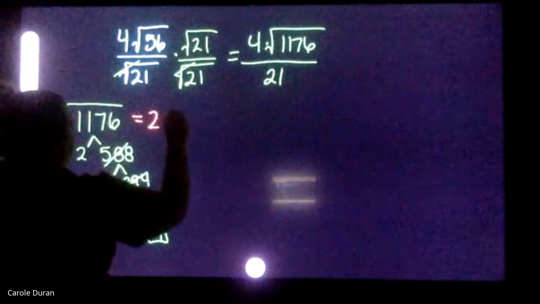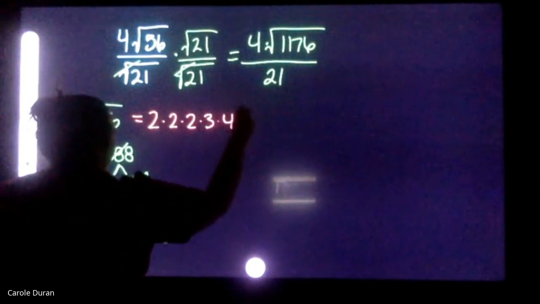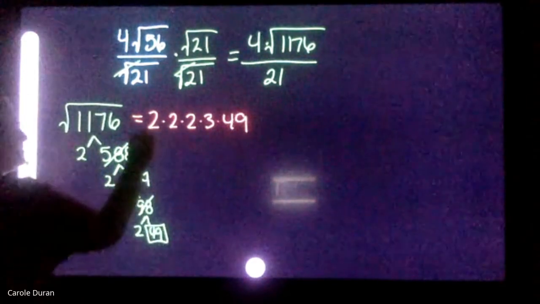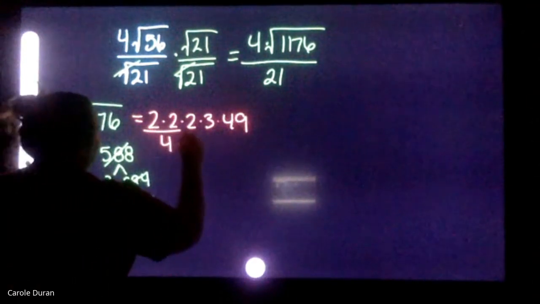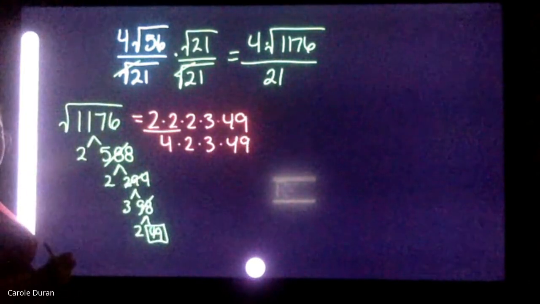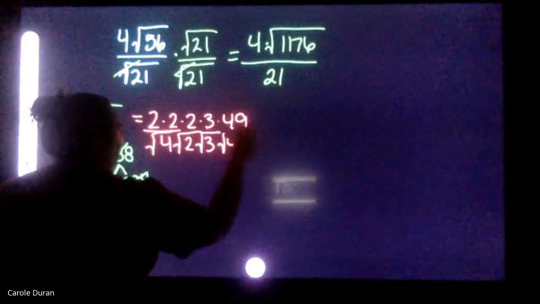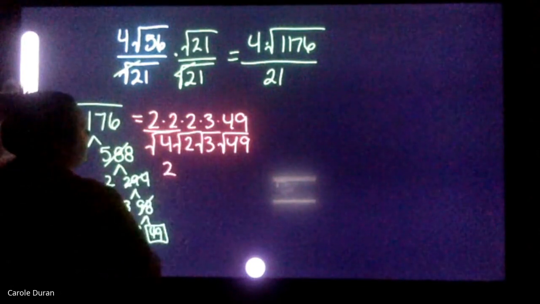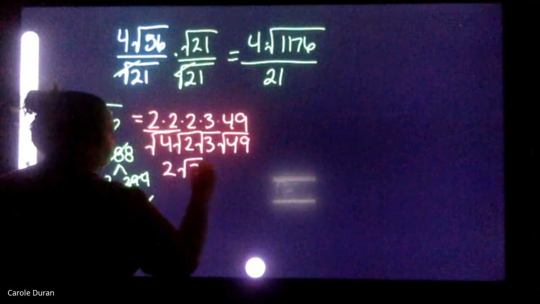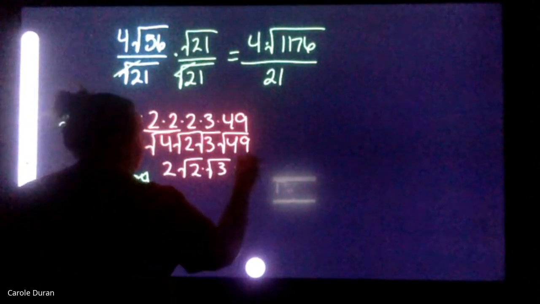So I have 2 times 2 times 2 times 3 times 49. I put like terms together, so 2 and 2 makes 4 times 2 times 3 times 49. Nothing else is identical, so I go ahead and square root each of these and then simplify. Square root of 4 is 2. Square root of 2 stays the square root of 2. Square root of 3 stays the square root of 3. Square root of 49 is 7.